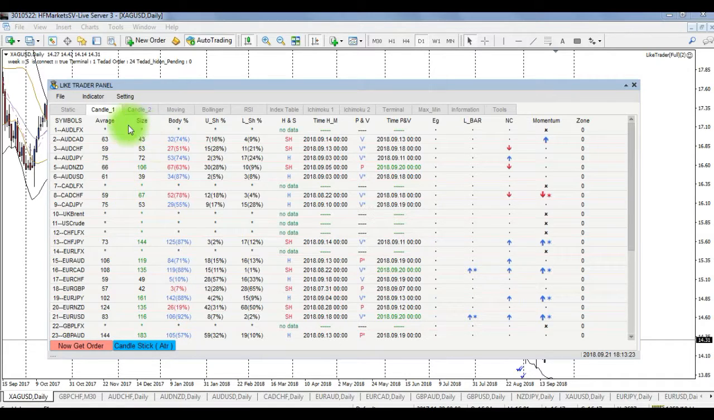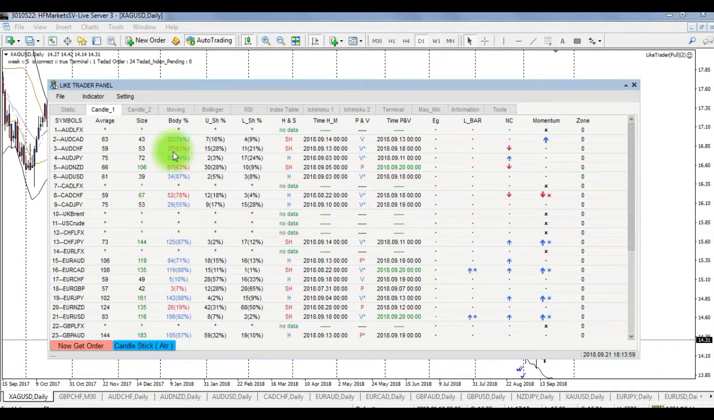Size. It shows the size of a candle in a specified time frame. If the size of the candle equals or is bigger than the average number, it will be displayed in green color. Body. It shows the body of the candle in terms of pips and percentage. Blue color indicates the candle body is going up, and red indicates the candle body is going down.